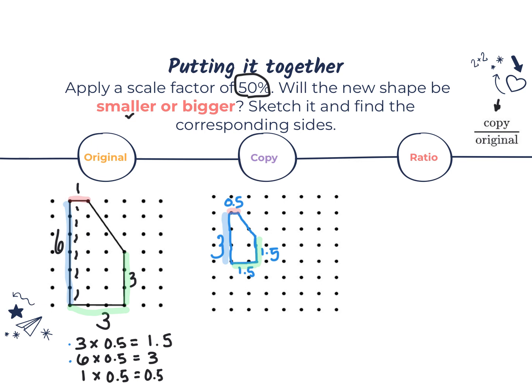Okay, so let's go ahead and do our ratios. Now, some of these ratios are challenging, right? Let's start with blue. We want to have our copy, which is 3, over top of our original, which is 6. 3 over 6 is equal to 1/2, which is equal to 0.5. So we did do that right. That is our scale factor.